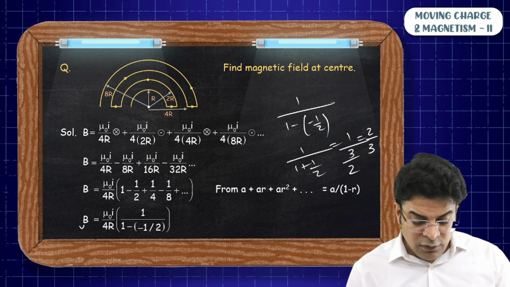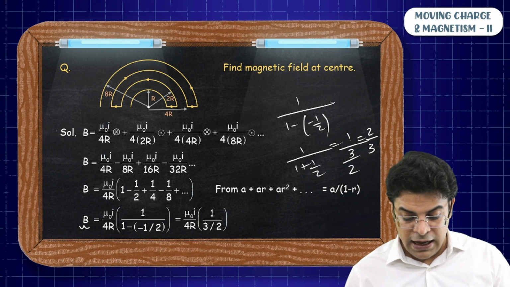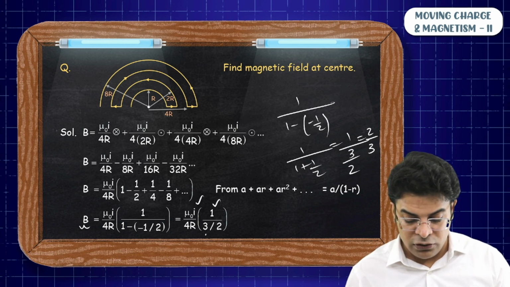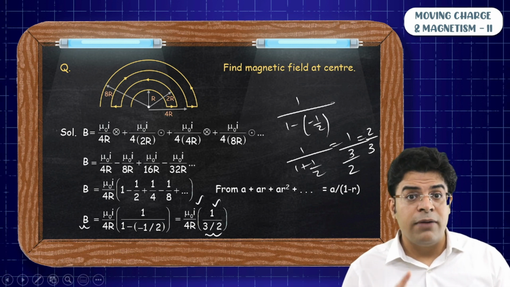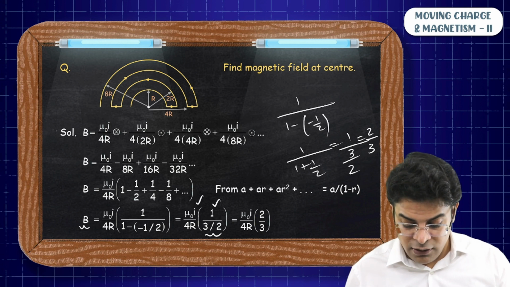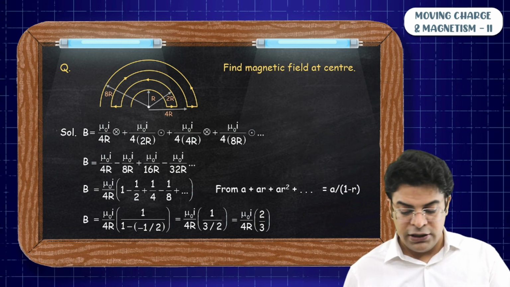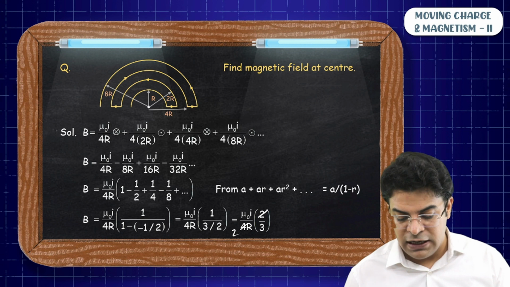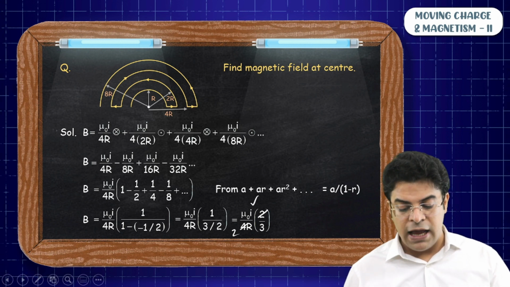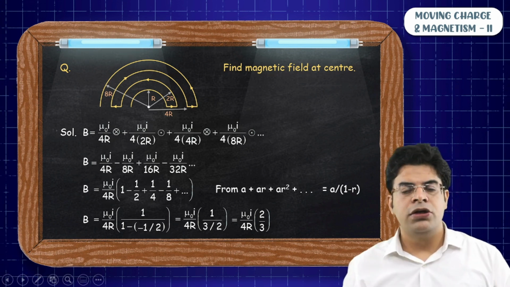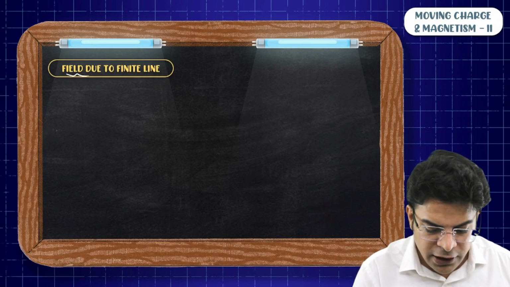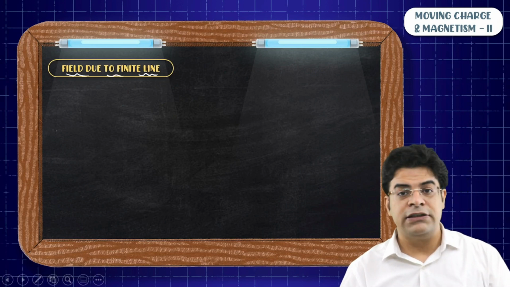So the magnetic field at the center comes out to be mu naught I by 4r into 1 upon 3 by 2, and 1 upon 3 by 2 can be written as 2 by 3. So you get mu naught I by 4r into 2 by 3. You can cancel out this 2 and this 4 as well and get the answer as mu naught I by 6r. So now we will talk about the field due to a finite line segment.